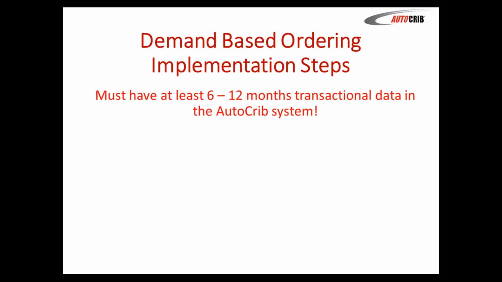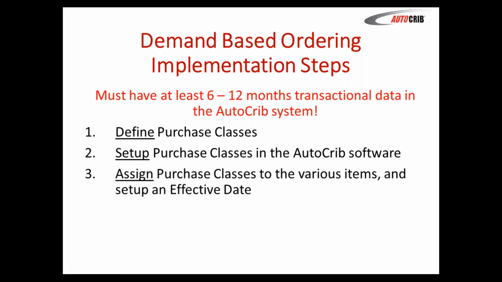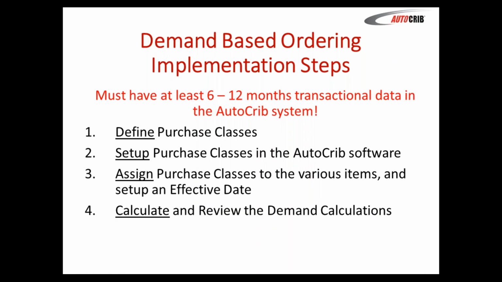There are several steps to implementing demand-based ordering. Please note that you must have at least 6 to 12 months of transactional data in the AutoCrib system. You will start by first defining your purchase classes. You will then add them to the AutoCrib software. Next, you will need to assign those purchase classes to the various items and set up the effective date. You will then run the demand-based calculation, review the calculations, and finally create your demand-based purchase order. Now let's take a closer look at each one of those steps.